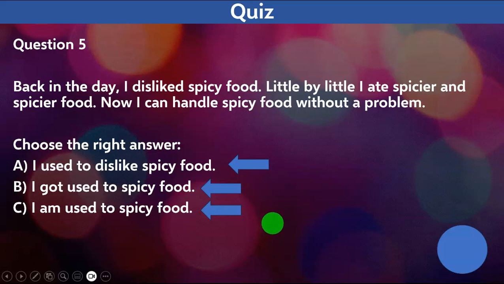So friends, how many have you got correct out of 5? Please put your scores in the comments. I would be interested in knowing your scores.